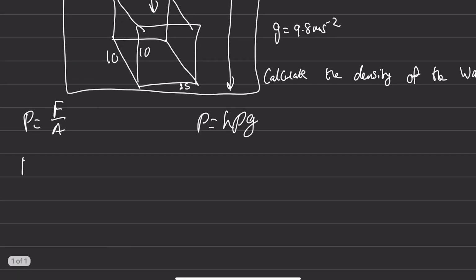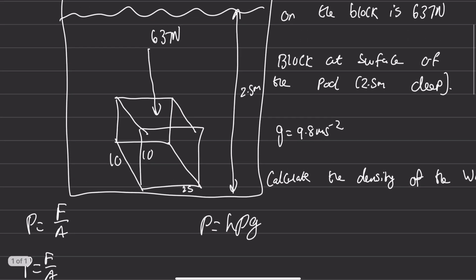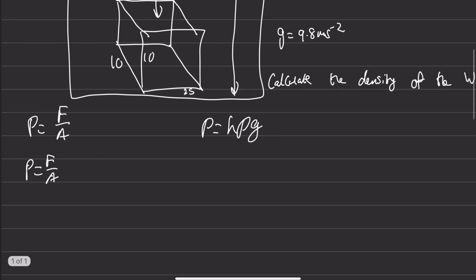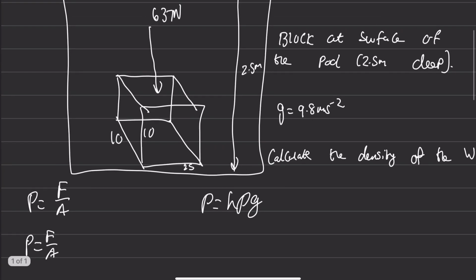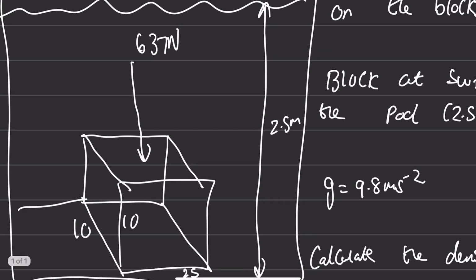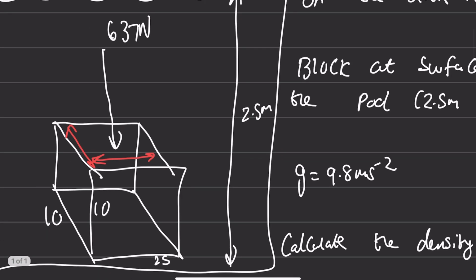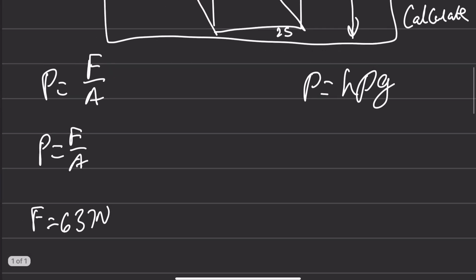So we have pressure is equal to force over area. We know the force acting on the block is 637 newtons, but we don't know the area. The area it's acting on is not this side, because if you place it underneath the water, the force will be acting on this top section here. So we have to calculate the area of this top section, which is the width times the length.